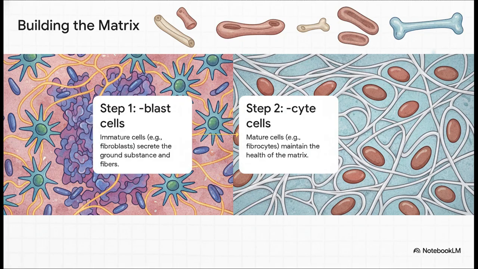Well, the cells come in two main flavors. You have the immature blast cells. Think of them as the construction crew. They're busy secreting all the fibers and ground substance. Once they've built the matrix around themselves, they mature into less active cite cells, which then shift into a maintenance role, just keeping the tissue healthy.